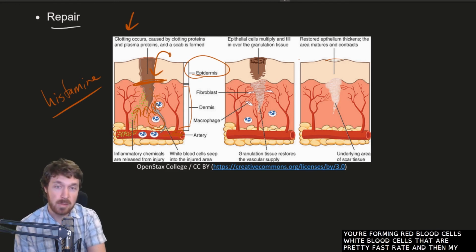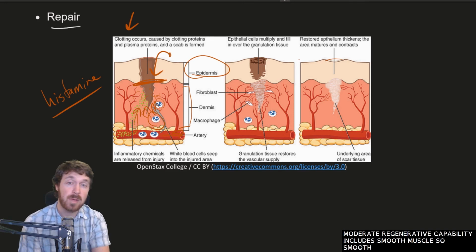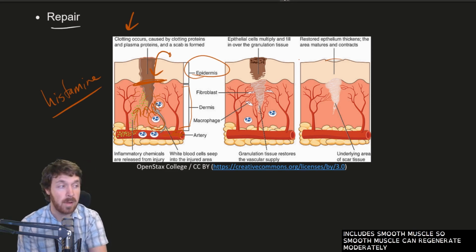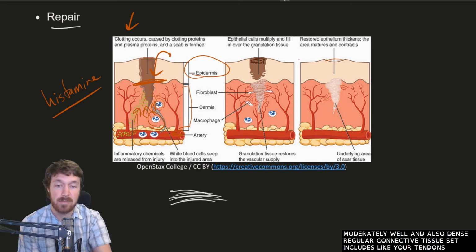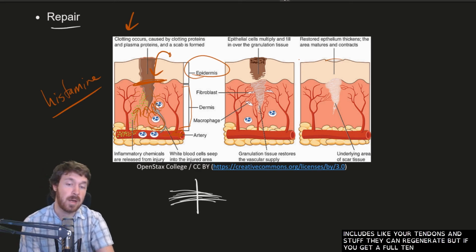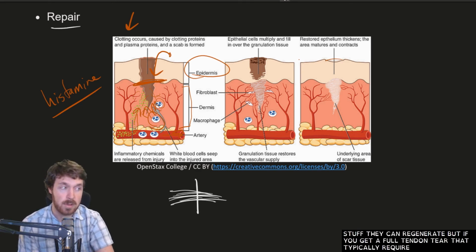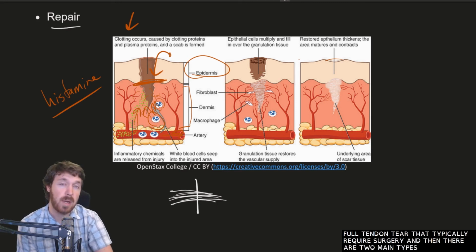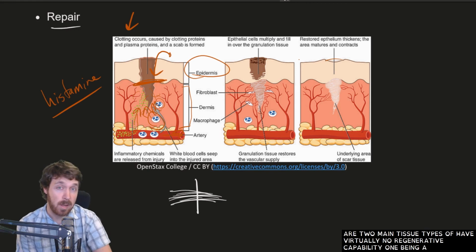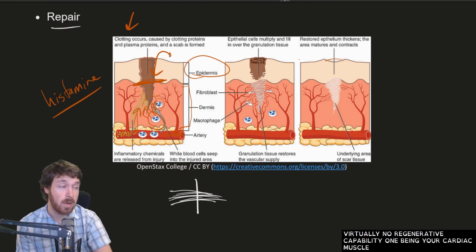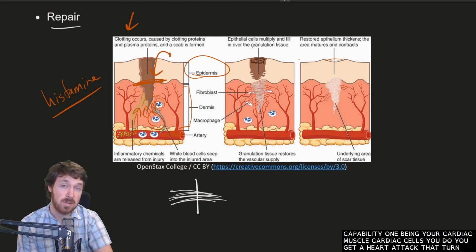And then moderate regenerating capability includes smooth muscle. So smooth muscle can regenerate moderately well, and also dense regular connective tissue. That includes your tendons and stuff. They can regenerate, but if you get a full tendon tear, that typically requires surgery. And then there are two main tissue types that have virtually no regenerative capability. One being your cardiac muscle. So cardiac cells, you get a heart attack, that turns into scar tissue in the heart.